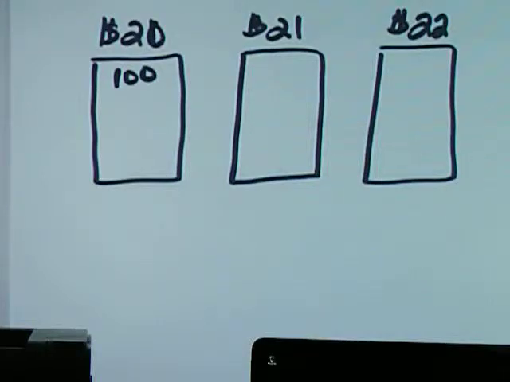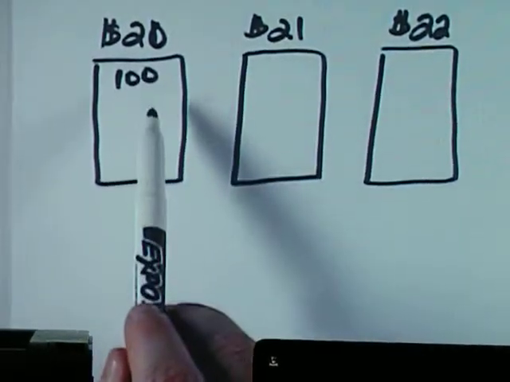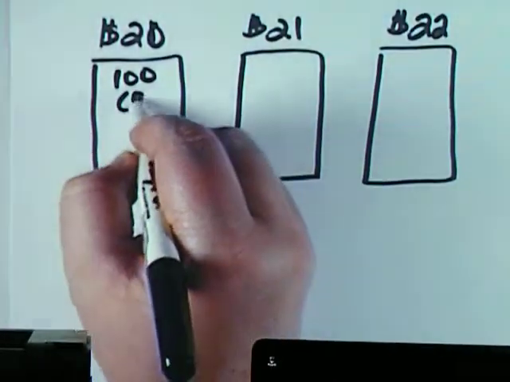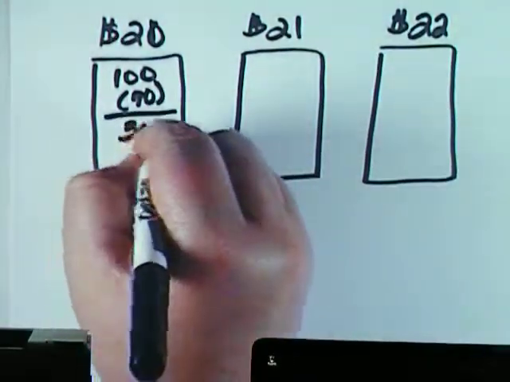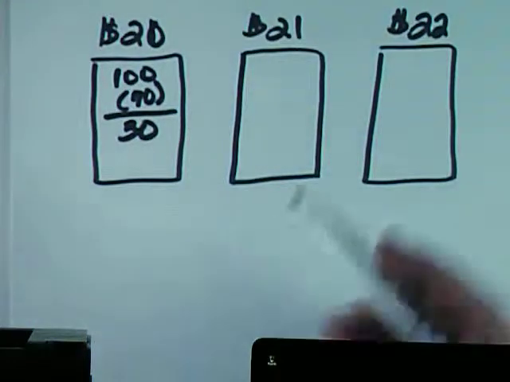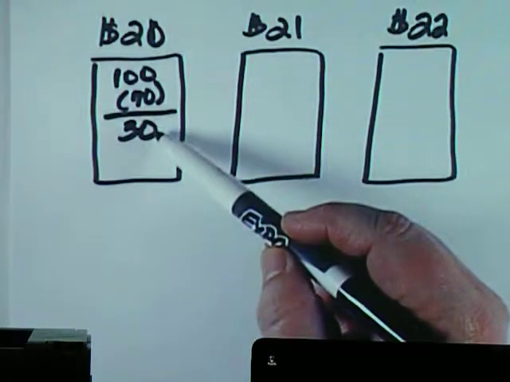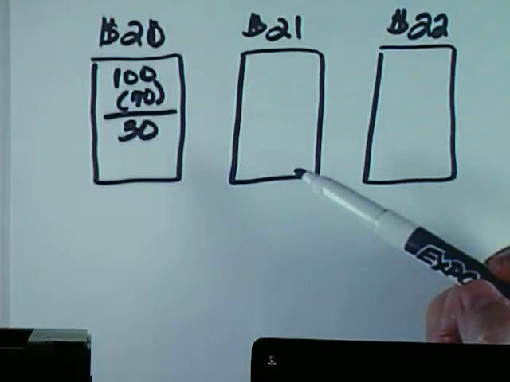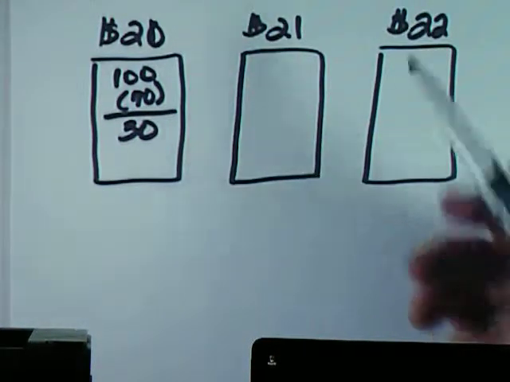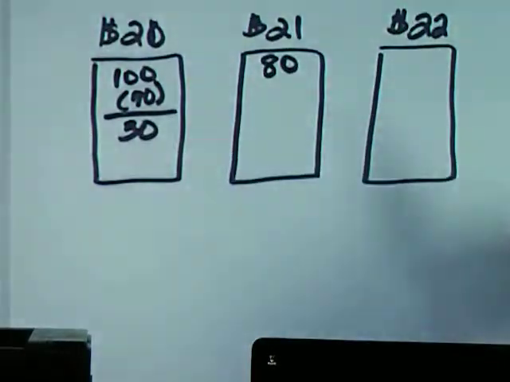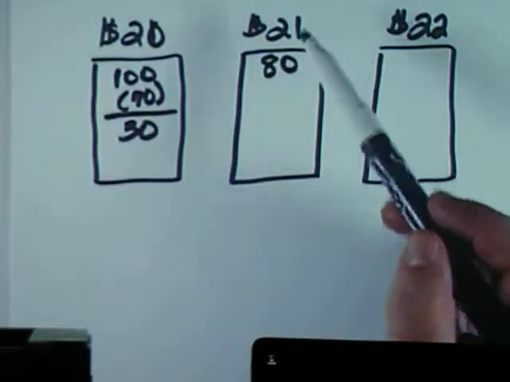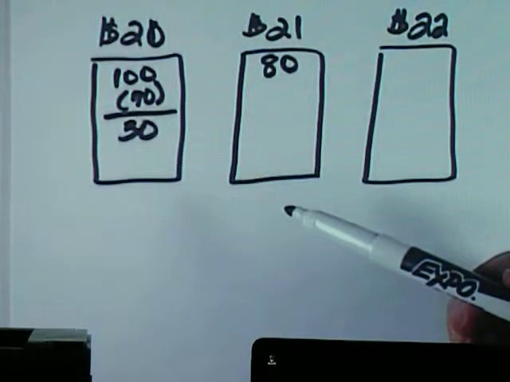On January 4th, we need to sell 70 units. I only have units in the $20 bin, so I need to pull my 70 units from here. So I'm going to take 70 units and that leaves me with 30. So I just sold 70 and I have 30 left. On January 10th, I purchased 80 units at $21 a piece. So I now have 30 units in the $20 bin and 80 units in the $21 bin.